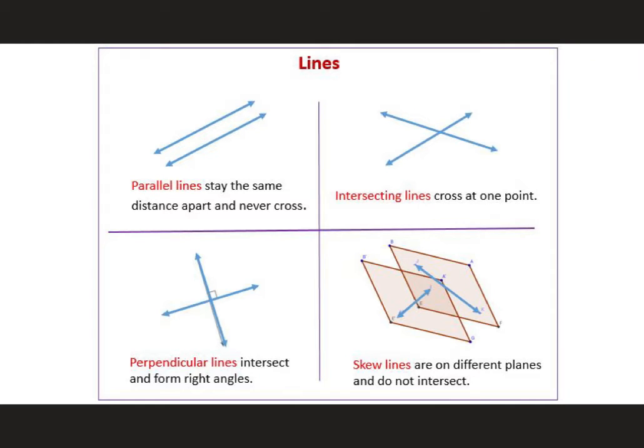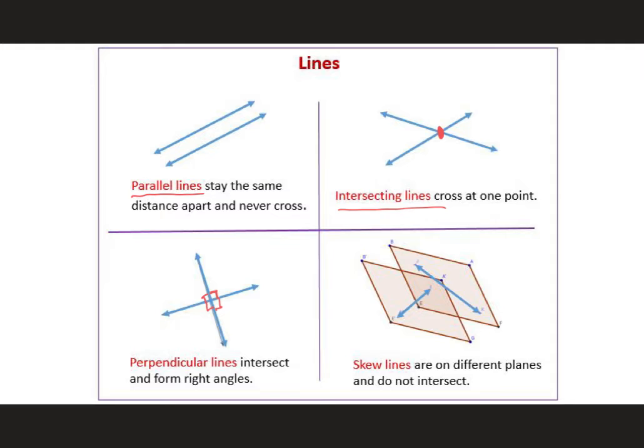So we have a lot of different types of lines that are very important in geometry, so we're going to break it down. We have parallel lines, which stay the same distance apart and never cross. They never intersect. Then we have intersecting lines, which are basically two lines that intersect at one specific point. Then we have perpendicular lines, which are two lines that intersect, but when they intersect, they form four right angles. So that's a special type of intersecting lines called perpendicular lines.